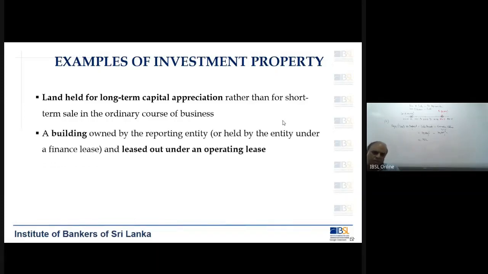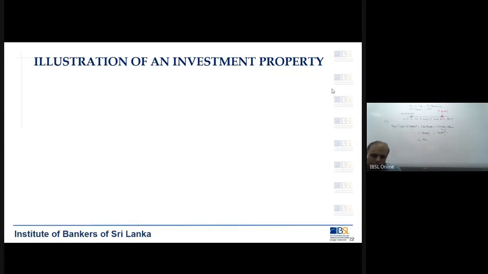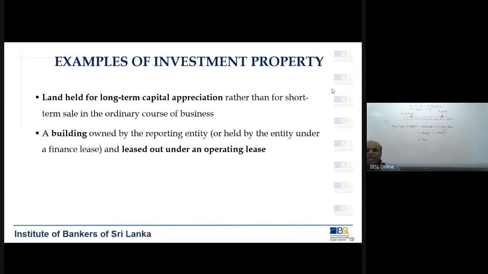Now what do you mean by this? A building owned by the reporting entity or held by the entity under a finance lease and leased out under an operating lease. Okay. Now, if you look at these two scenarios, these are examples.